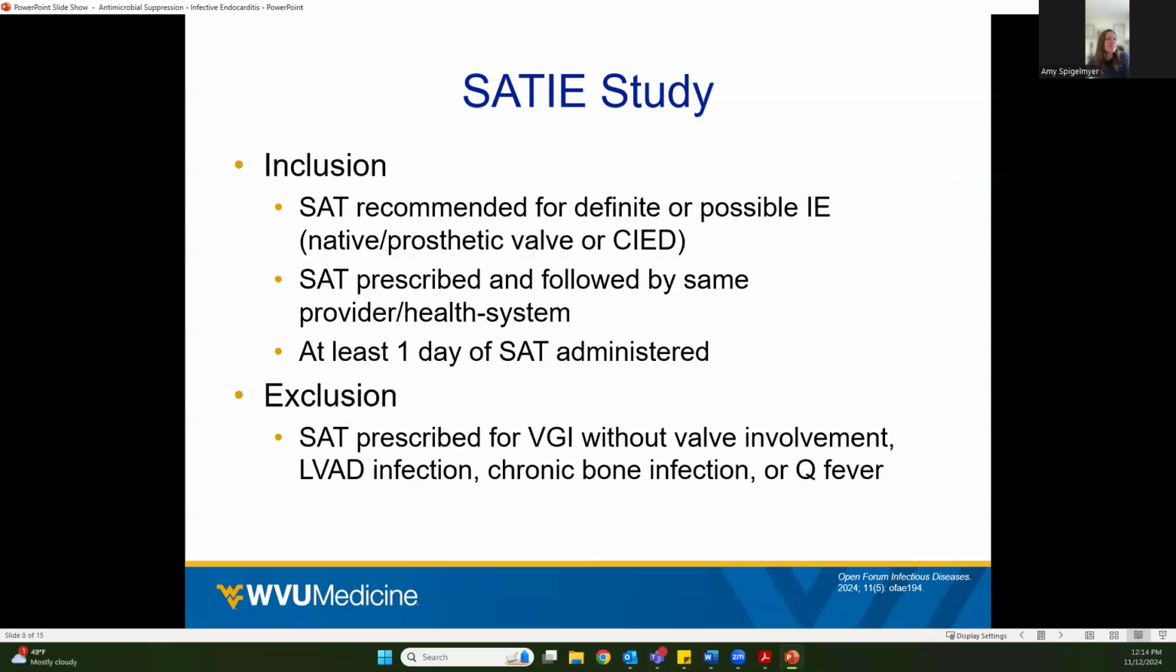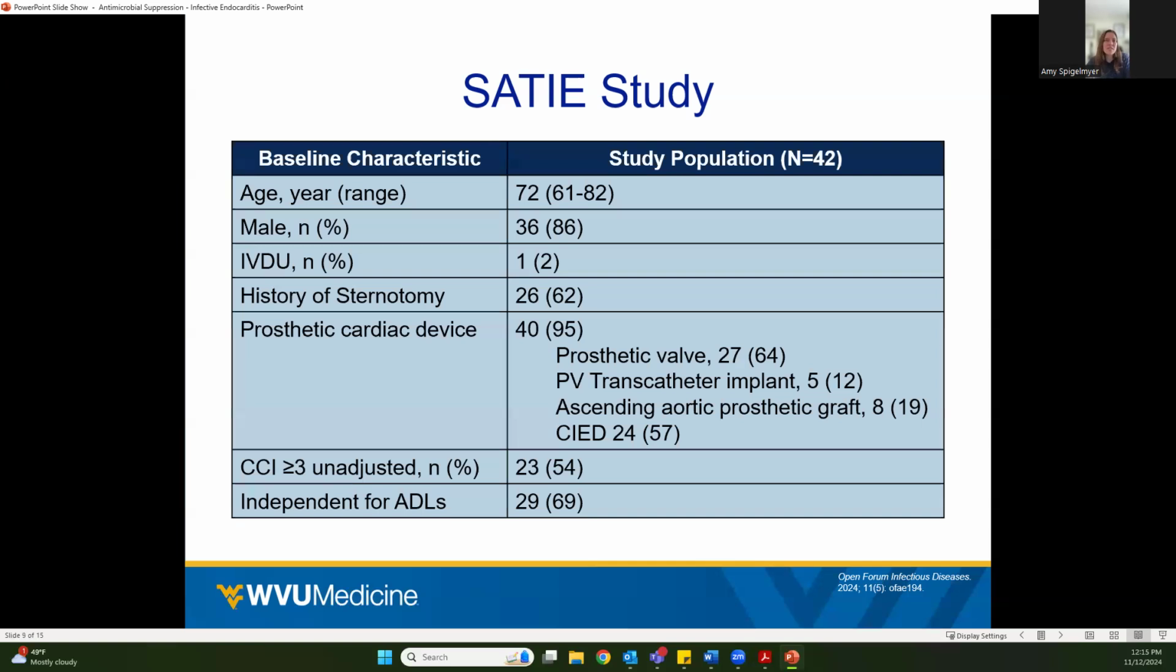Here on the next slide, you can see the inclusion and exclusion criteria. So they did include anyone that was prescribed suppressive antimicrobial therapy for definite or possible endocarditis. This could be native or prosthetic valve, or a cardiac implantable electronic device infection. They had to have suppressive therapy prescribed and followed by the same provider or health system, and they had to have been administered at least one dose of suppression. Patients were excluded if they were prescribed suppressive therapy for a vascular graft infection without valve involvement, LVAD, chronic bone infection, or acute fever.